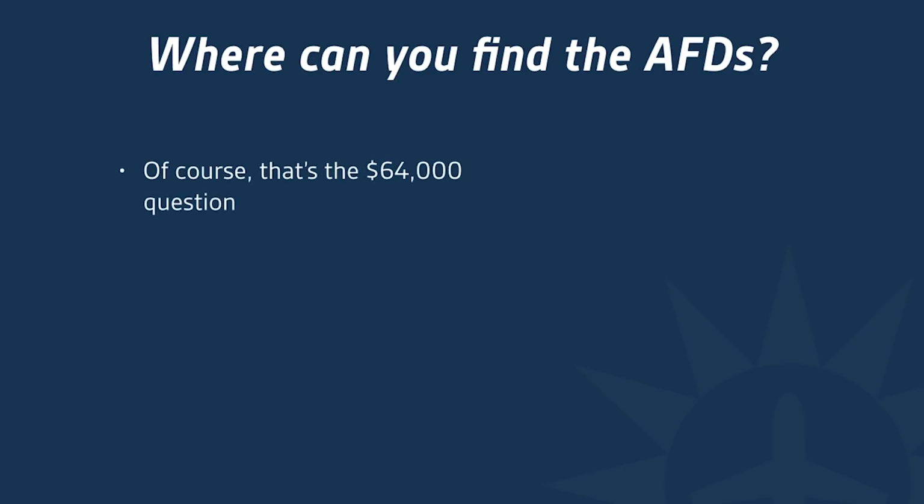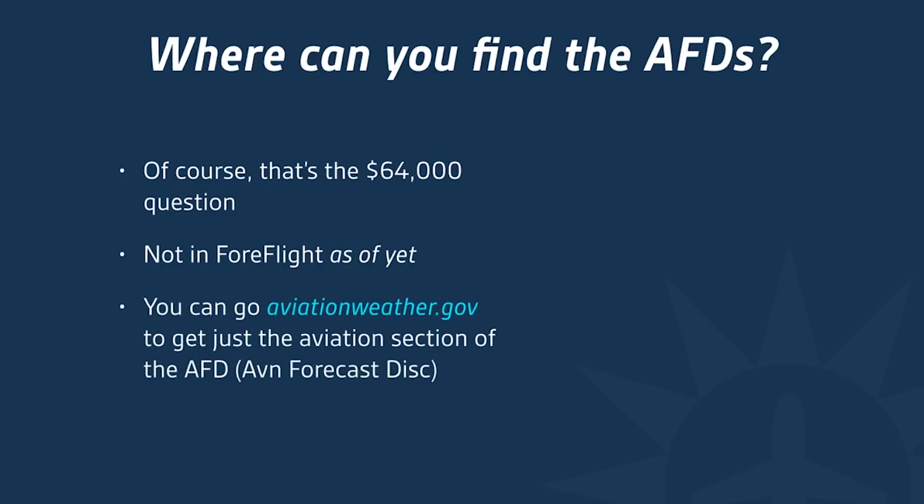So where can you find these AFDs? Well, of course, that's the $64,000 question. Well, it's not in ForeFlight as of yet, but you can go to aviationweather.gov to get the aviation section only of the AFD, and you'll see a selection under the Forecast tab for AVN Forecast Discussion on aviationweather.gov.